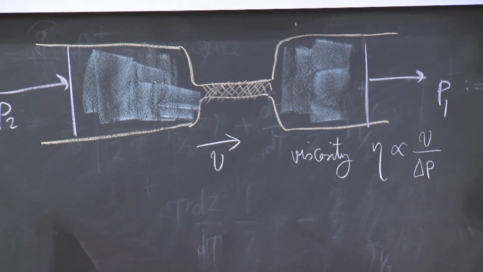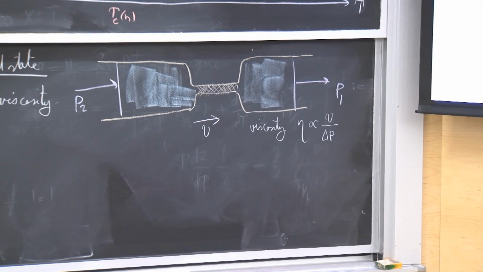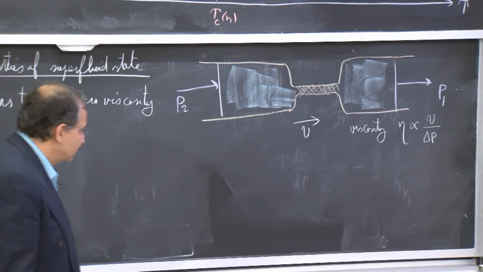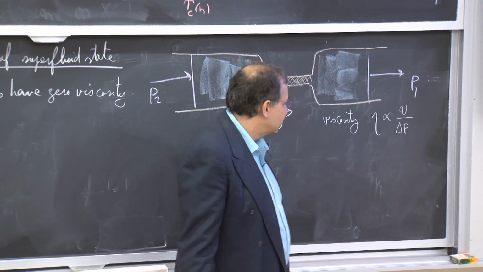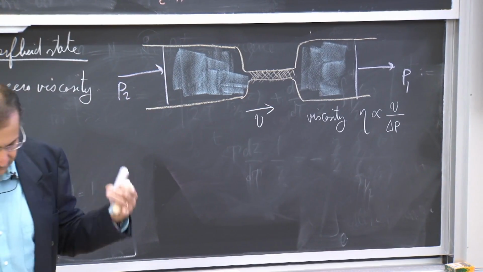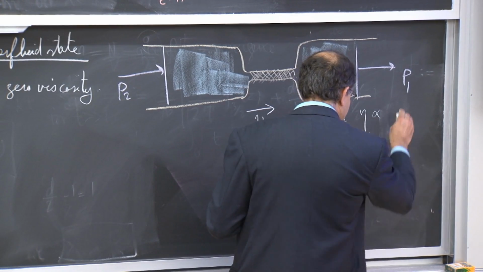Okay? Yes? If you defined it, it would be infinity? Delta P goes to 0 for a finite V. Right. Yes, so what you're essentially writing is the Reynolds number, yeah. Exactly. Yes. Okay.